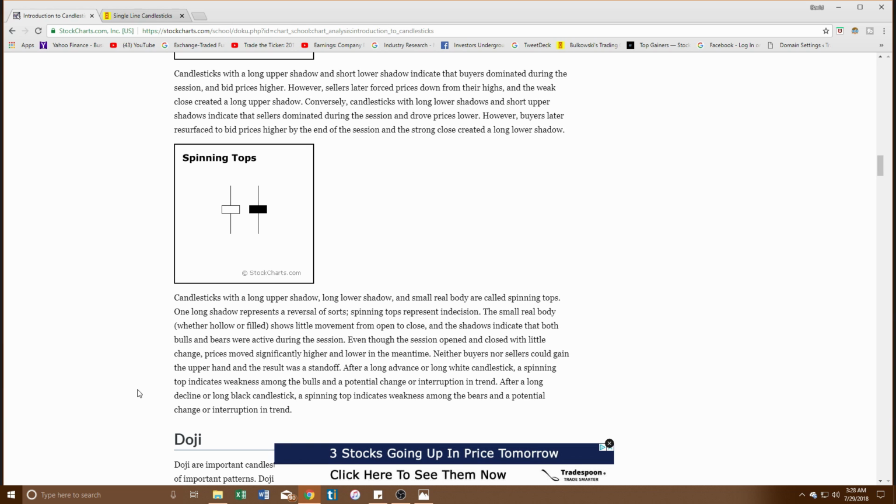So what it's saying is when you see a spinning top like this, or with long upper shadows or long lower shadows, it comes right back to the small body here, that's indecision. The bulls or the bears are in indecision. They don't know if they want the price to go up. They don't know if they want the price to go down. And these usually appear at the top of charts or at the bottom of charts, or right in the middle of a chart when something's consolidating.